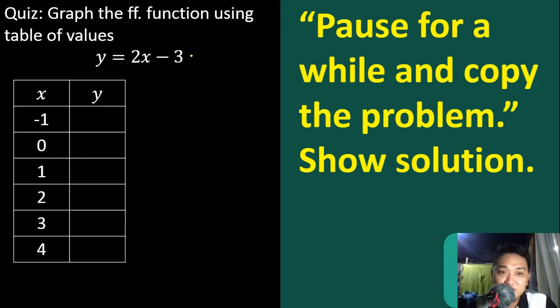Ang gagawin nyo lang is etong equation na to or etong function na to, all you have to do is to put it into GeoGebra. Lalabas yung graph niya. Pero kailangan nyo pa rin mag-submit ng mano-mano. So, ang gagawin na po natin, you're going to show the solution for this function. At saka you have here the set of values for x. So, the following values for x are negative 1, 0, 1, 2, 3, and 4. I want you to solve for the value of y or for the value of the function. Pwede kayong gumamit ng y, pwede rin kayong gumamit ng f of x.